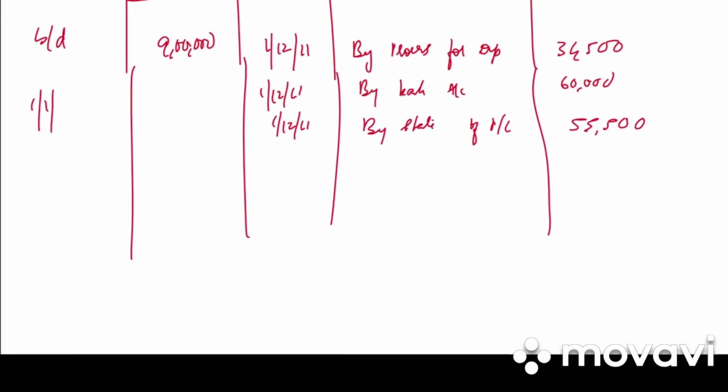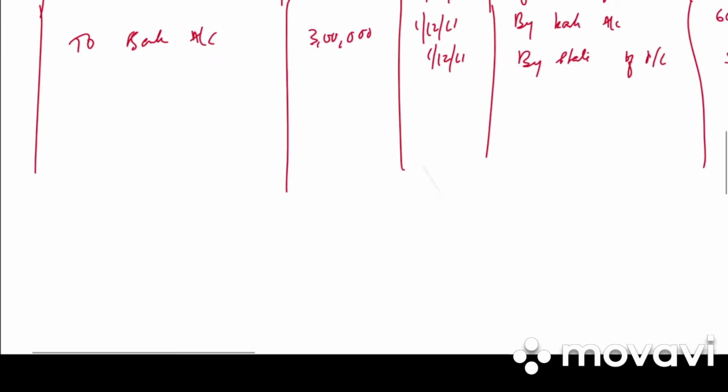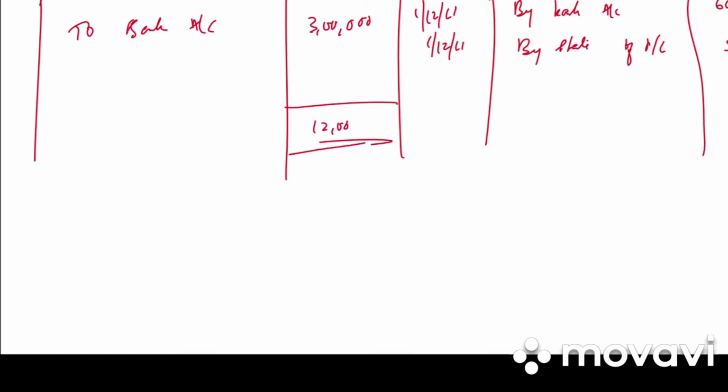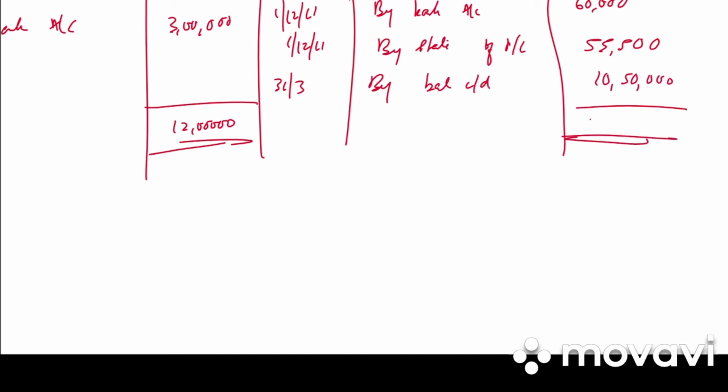On 1st January 2012 a new machinery is purchased. So to bank account 3 lakh. So total is 12 lakh. On 31st March by balance carried down 10,50,000. So this is the plant account. Next we need to prepare provision for depreciation account.